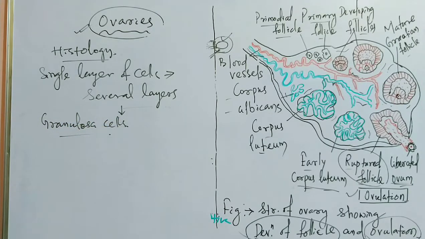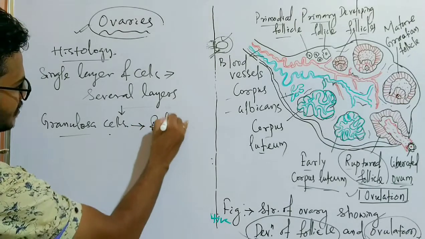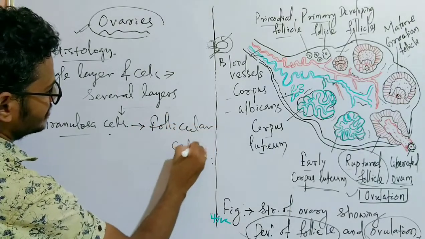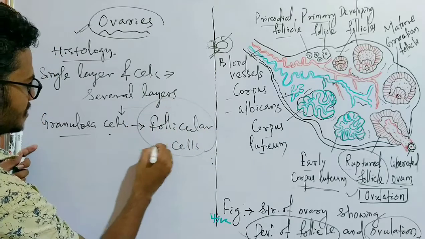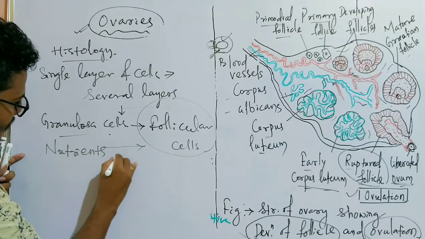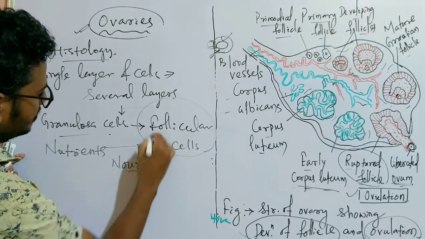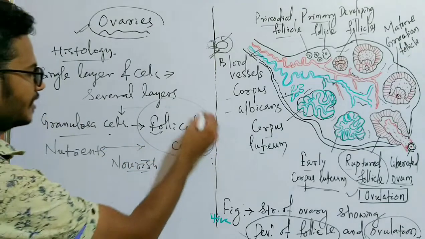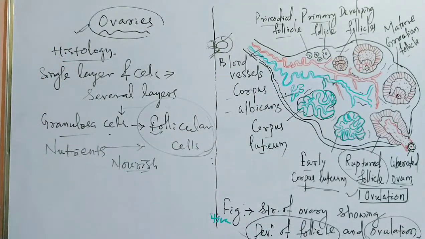Okay, so the granulosa cells are the multi-layered cells which surround the follicular cells, and these granulosa cells provide nutrients and nourish the follicular cells, so that the follicular cells develop gradually to become a Graafian follicle. They nourish the oocyte for the development. A mature Graafian follicle is a large fluid-filled follicle.